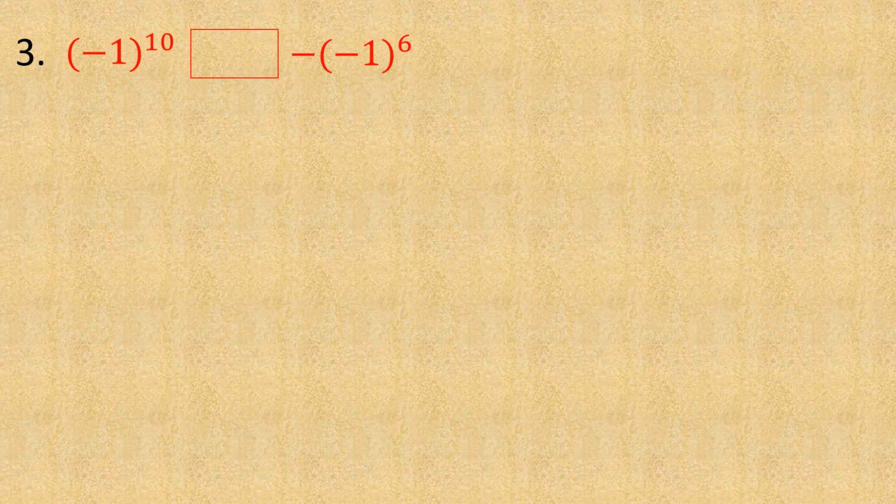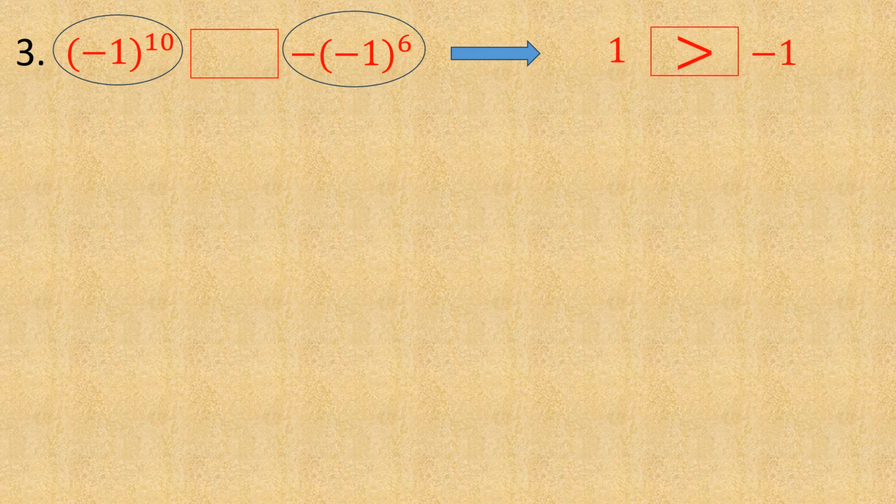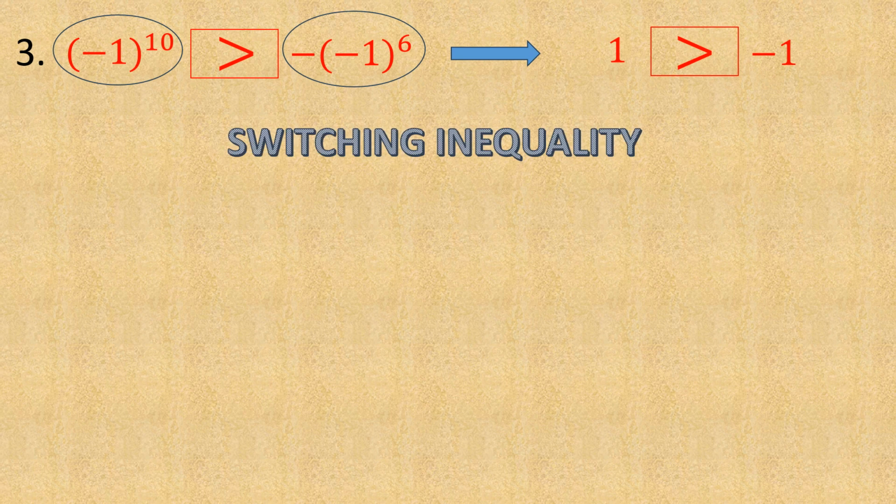First, we simplify both sides of the inequality. Thus, -1 to the power of 10 is +1. Also, -1 to the power of 6 is -1. Therefore, 1 is greater than -1. Hence, -1 raised to the power 10 is greater than -1 raised to the power 6.